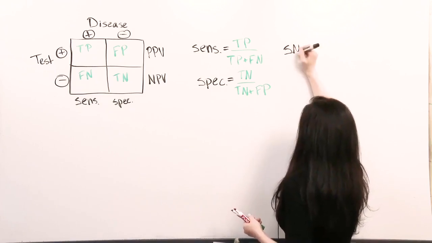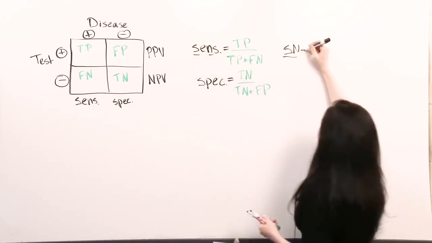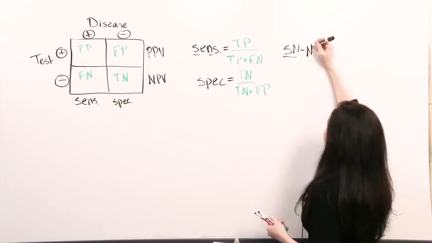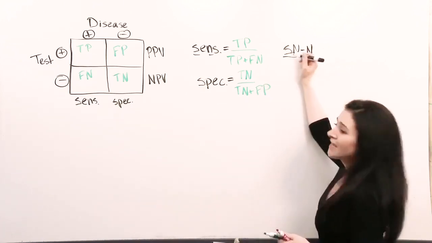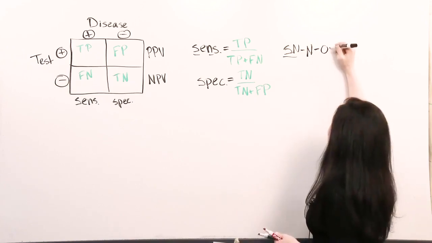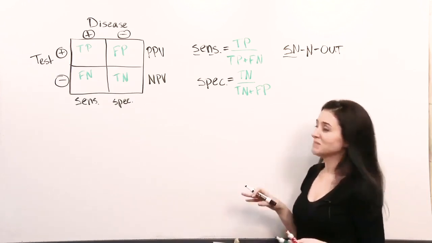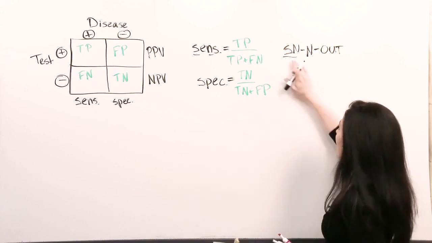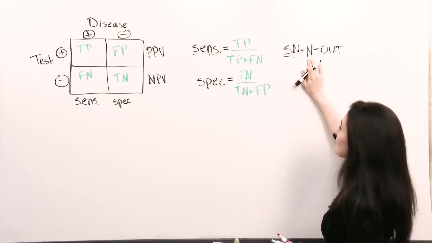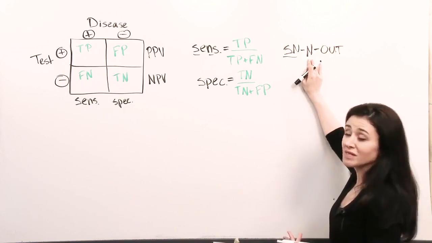So for SNOUT, you write SN for a sensitive test, and then you write N again for negative. So given a highly sensitive test, if negative, rules out the disease. So think again of the pap smear. If you have a pap smear that is negative, you can be pretty confident that you can rule out cervical cancer.